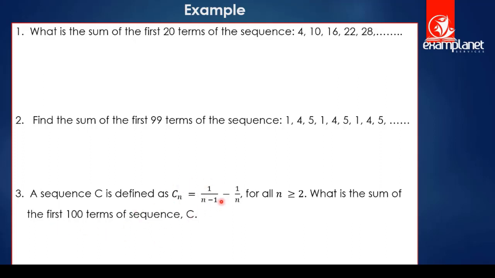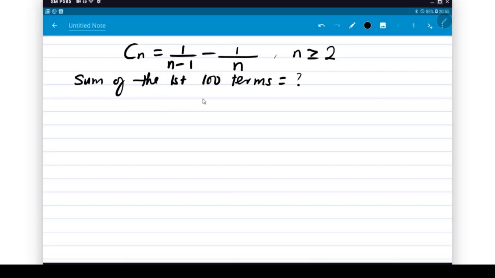So here we are given the definition of the sequence, which means we would need to use the definition to get some of the members of the sequence. Then we can check the pattern to see if we can get the sum of the first 100 terms. So let's see how we can solve this question. Okay, so from here we have Cn equal to 1 over n minus 1 minus 1 over n. Now our n starts from 2, so we just need to start from 2 and get the first 3 or first 4 terms and check the pattern to see how I can use that to get the sum of the first 100.